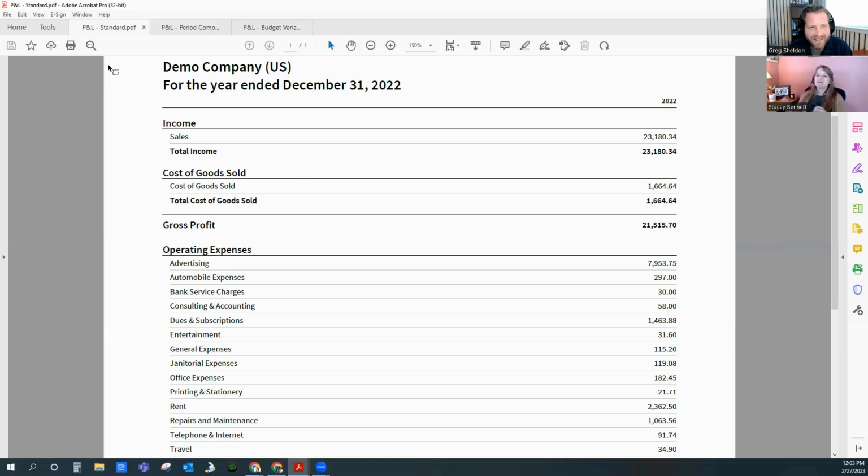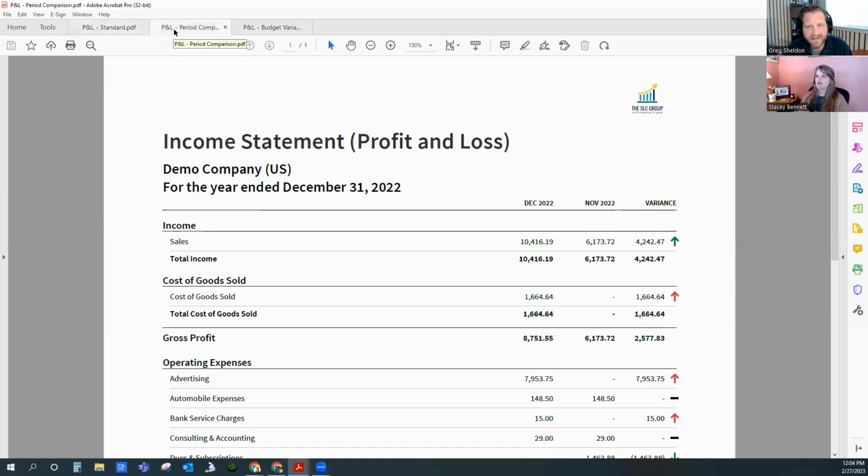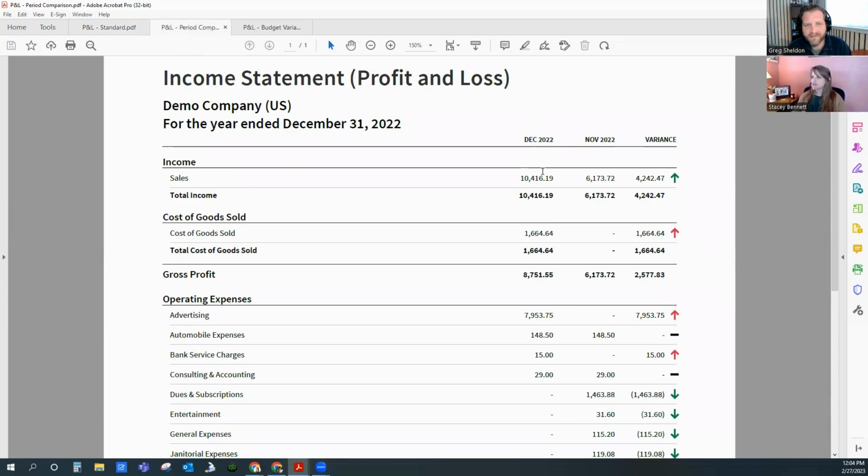So then from there, a couple other types of reports I like to look at. There's the P&L period comparison. Normally this looks like a full year view. The demo company didn't have any data for 2021 for me to compare it to, but you can run this same report for this year compared to last year, this quarter compared to last quarter. What it would show is this was my revenue for December, this is my revenue for November, and then this is the variance, the difference. So I sold $4,000 more in December than I did in November, right?